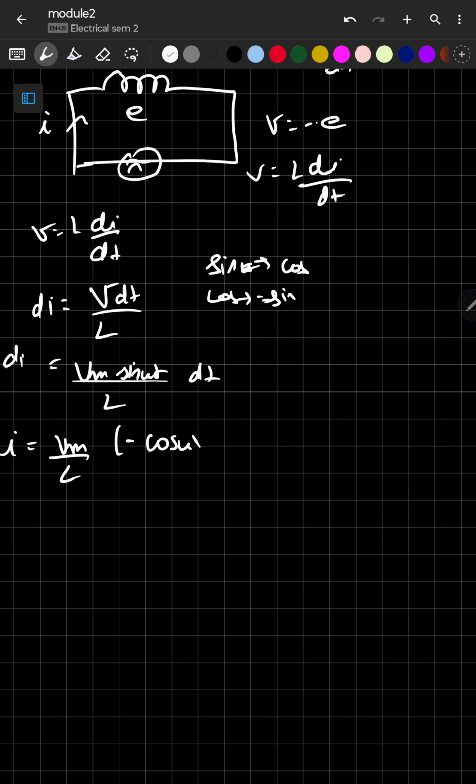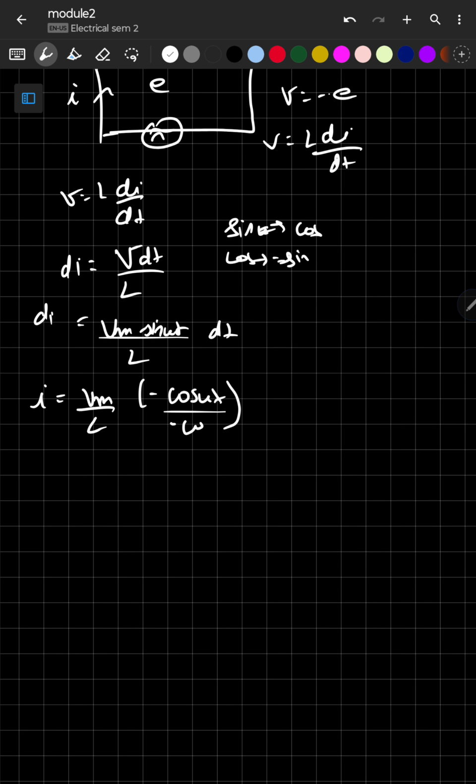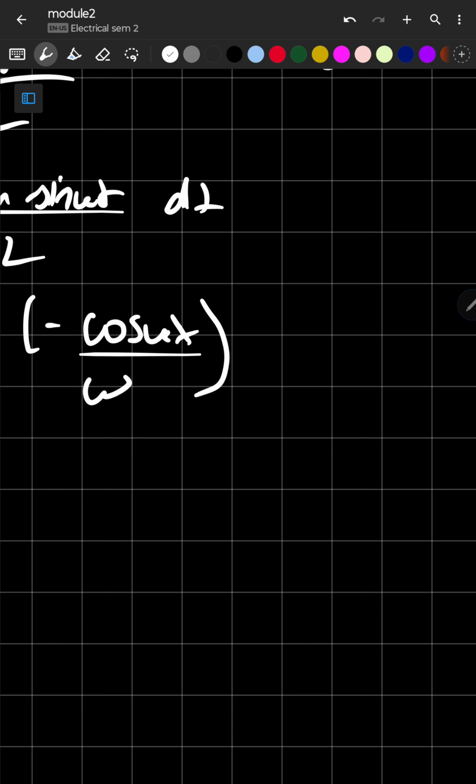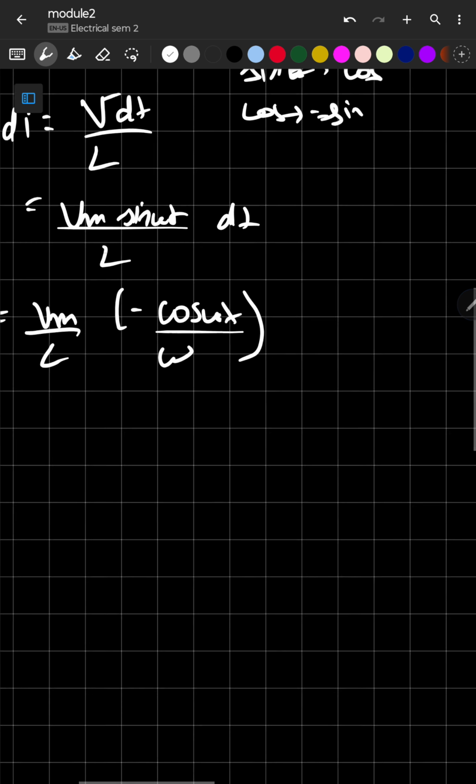minus cos omega t by omega will come, because the coefficient is positive, it's not minus omega here, right? Why is minus cos omega t coming? Because differentiation of cos is minus sin, so integration of sin should be minus cos. So minus cos omega t by omega will come.